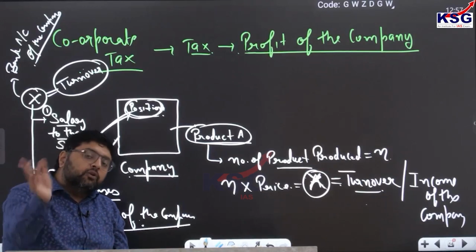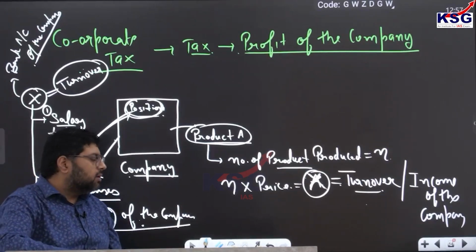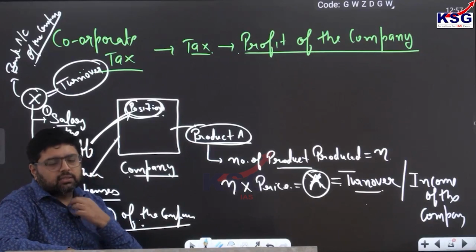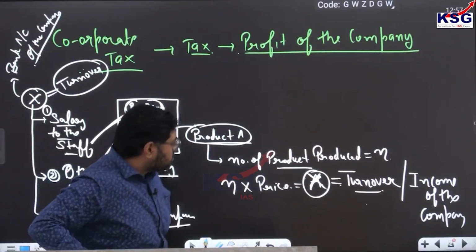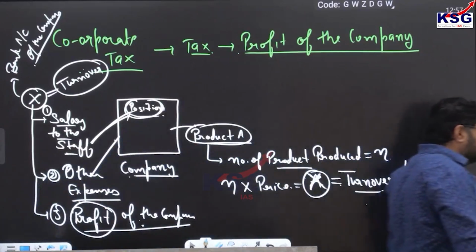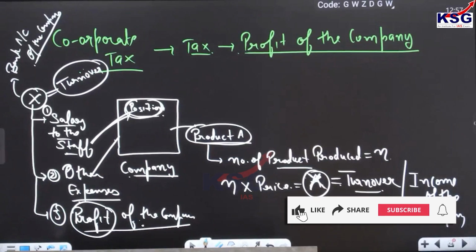Now companies are ready to pay this tax. So this is called minimum alternate tax, and now I hope you understood why there was a removal of minimum alternate tax. Clear?